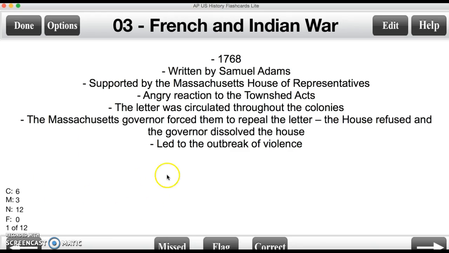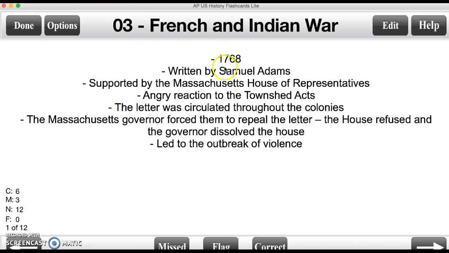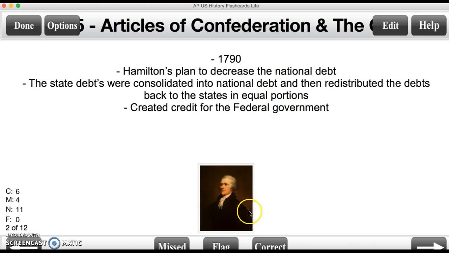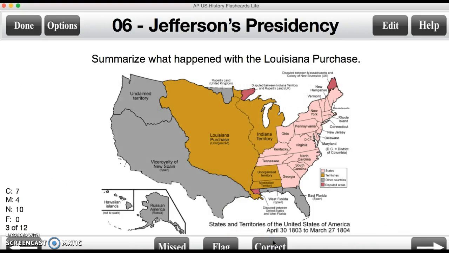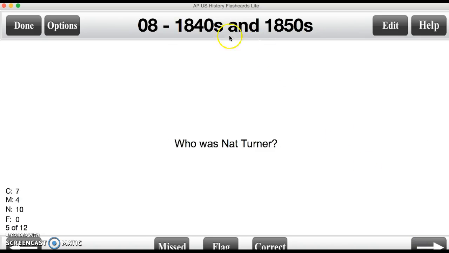So let's say they have the question and they answered it and they say, oh shoot, I didn't get it correct. They would click missed. It would flag it, then it would go to the next one. They answer it, let's say they got it correct, they would mark it as correct. And then they could skip. Up here they're able to see the category that they're looking at.